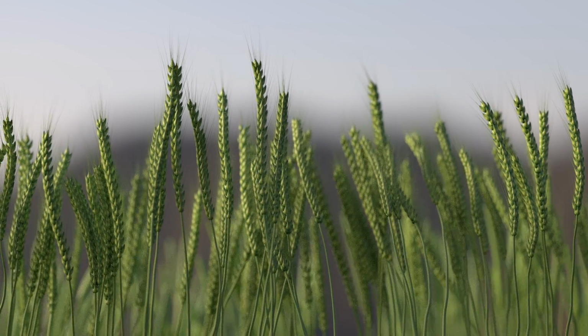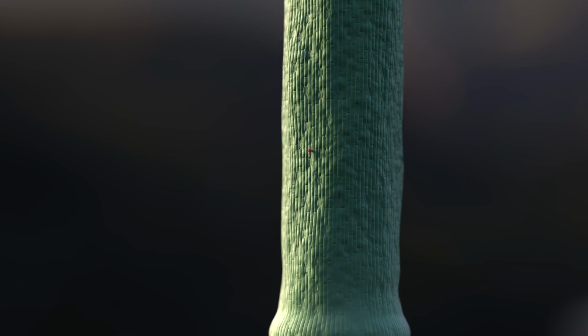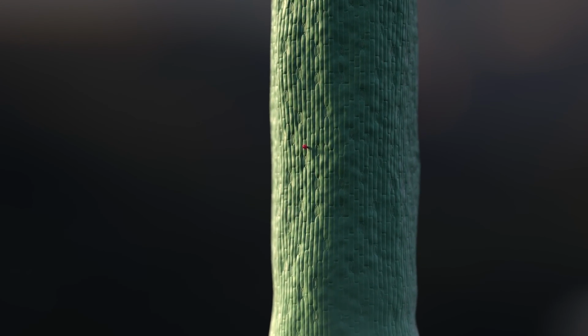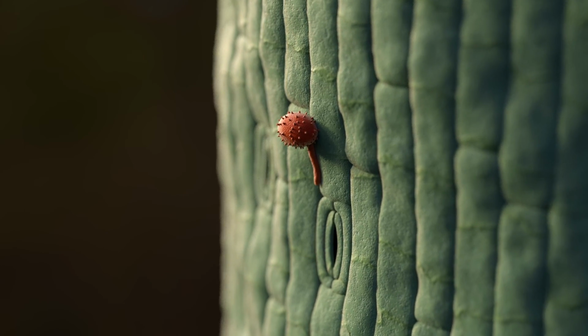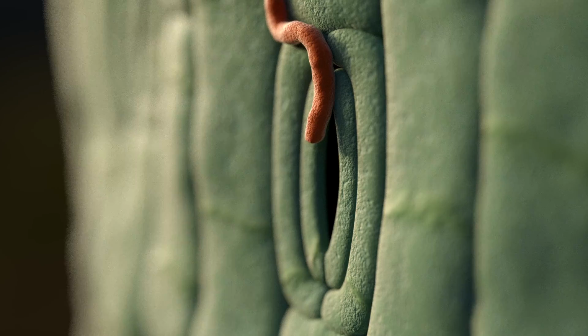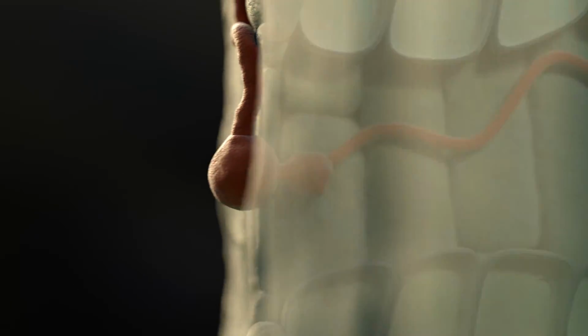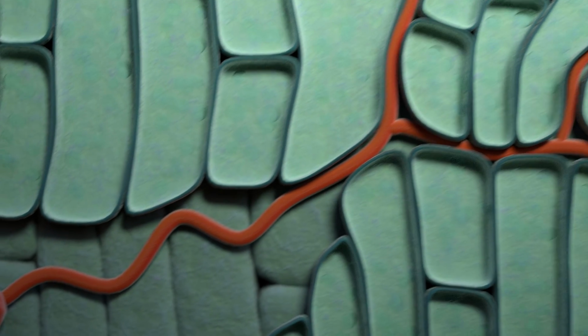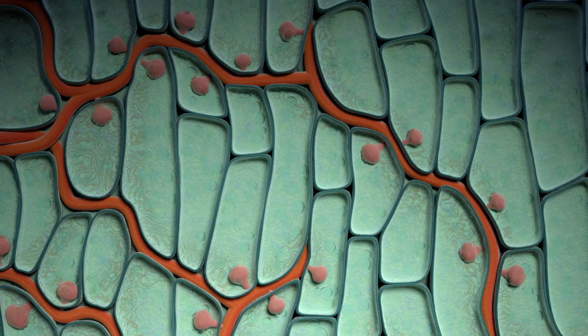Plants are under constant threat from invaders. This wheat crop's stem is being attacked by a parasite. The parasite is called rust, although it is actually a type of fungus. The invading rust fungus has penetrated deep inside the plant tissue.